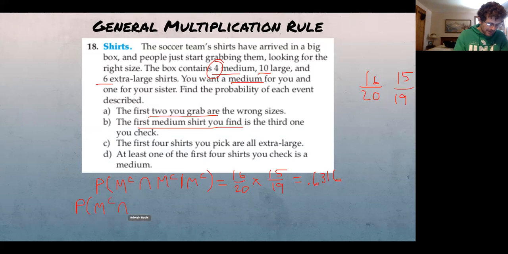So I'm going to copy what I already have. Not a medium and not a medium given that I didn't get a medium to begin with, and getting a medium on the condition of, I'm just going to put not medium, because I don't want to have to write out something really too complex. So on the condition that I never got a medium, what's the probability of getting a medium the third time? I'm saying medium so much, it's starting to not sound like a real word. Okay. So we already know it's going to be 16 out of 20, and then it's going to be 15 out of 19. What's the probability the third time of finally getting that medium?